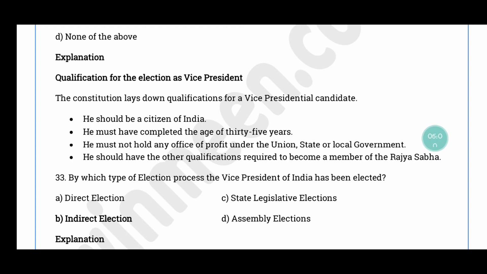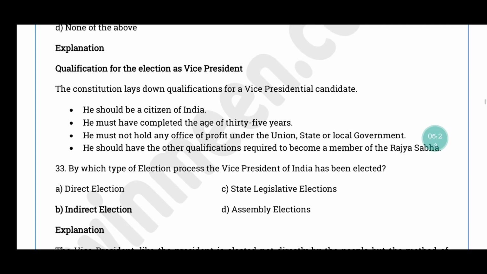அதாவது first one, he should be a citizen of India. Second, he must have completed the age of 35 years. And third one, he must not hold any office of profit under the union, state or local government. And he must have the other qualifications required to become a member of Rajya Sabha. இதெல்லாம் தான் qualification for the election as vice president in India.